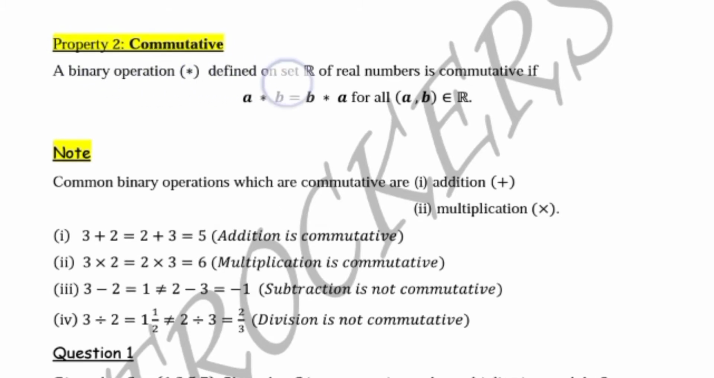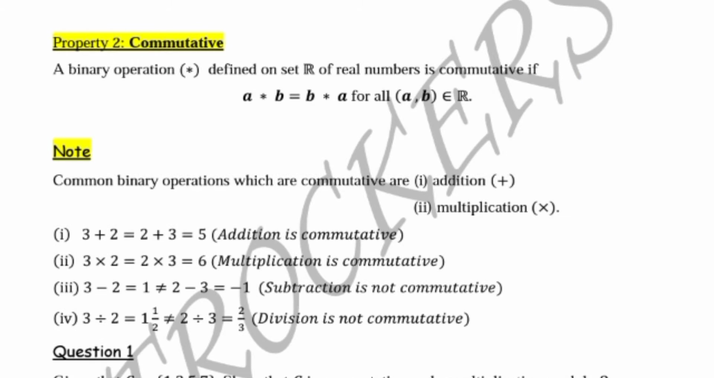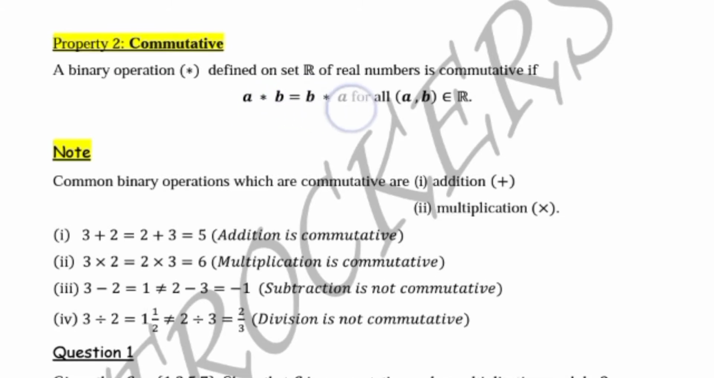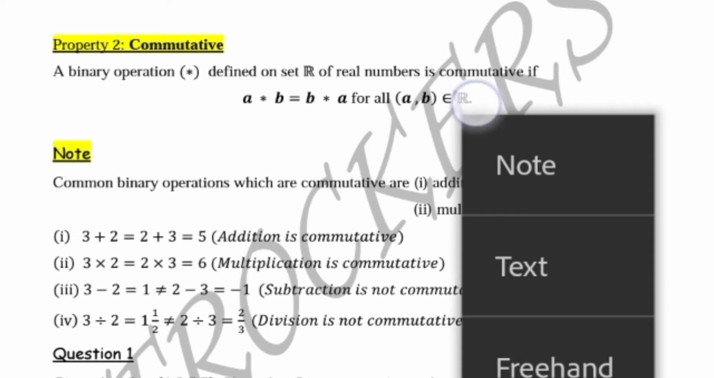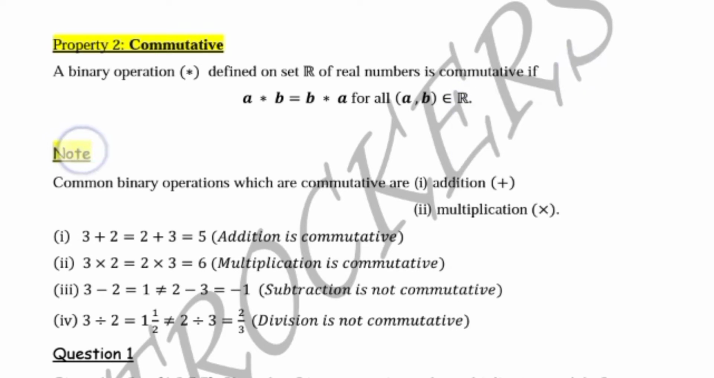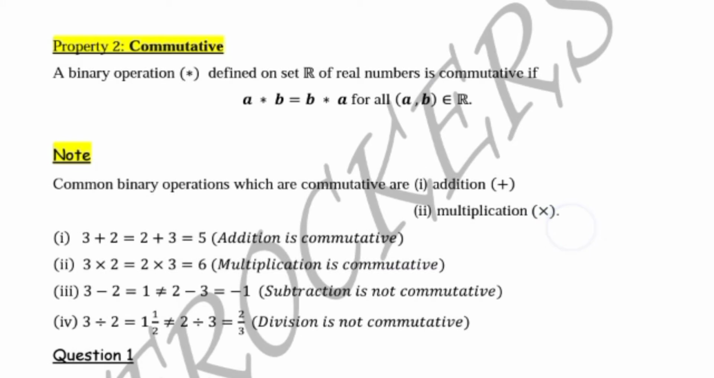A binary operation star defined on the set R of real numbers is commutative if A star B is equal to B star A for all A, B that are elements of real numbers. Nota bene: common binary operations which are commutative are addition and multiplication.